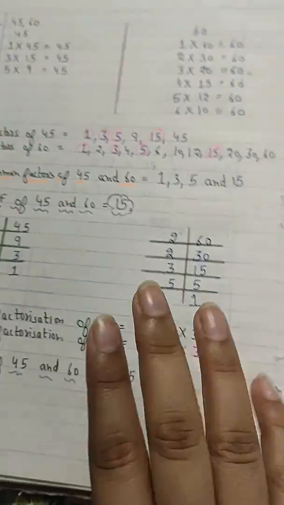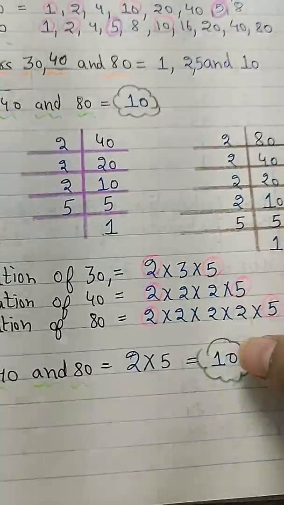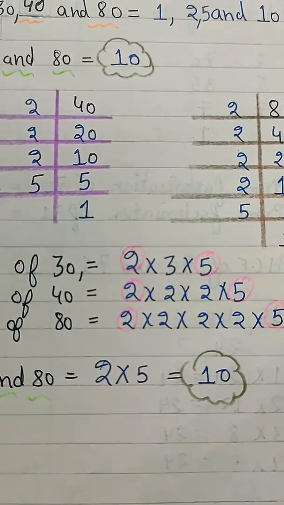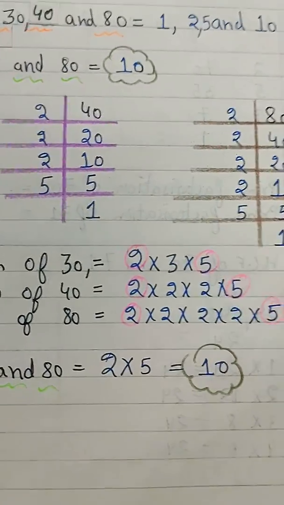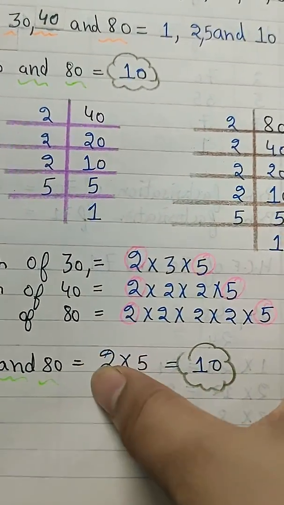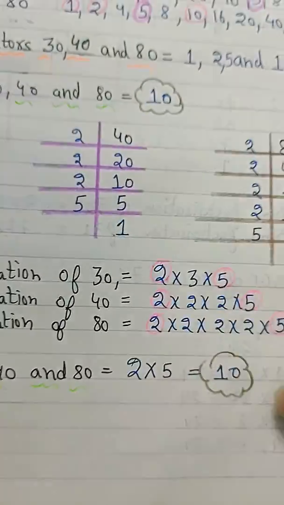If 2 numbers are given, it should be common in 2. So out of the 2s, we have to take only 1, and out of the three 5s, all 3 having 5, we are going to take only 1 5, that is 5. So 2 multiplied by 5 is equal to 10. So the HCF here is, as you can see, 10.